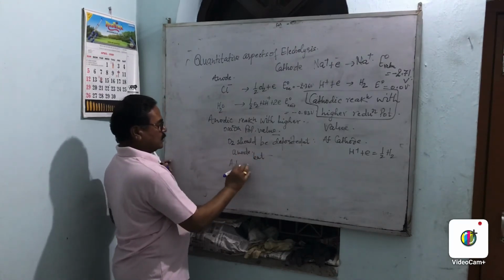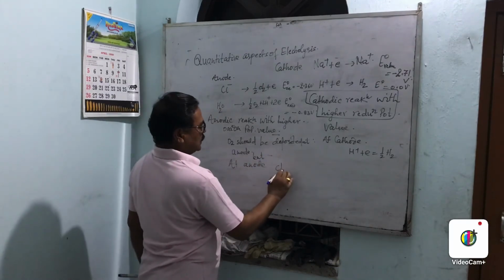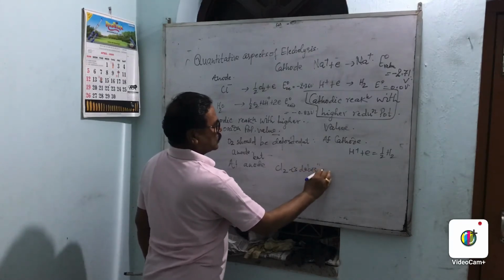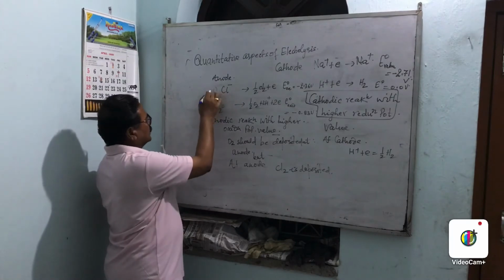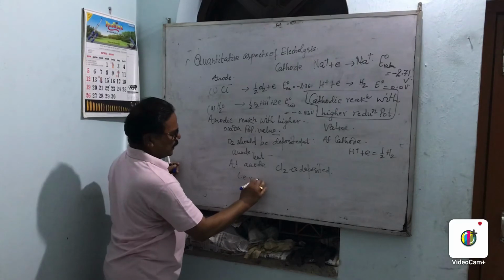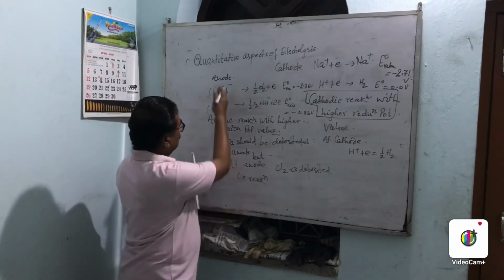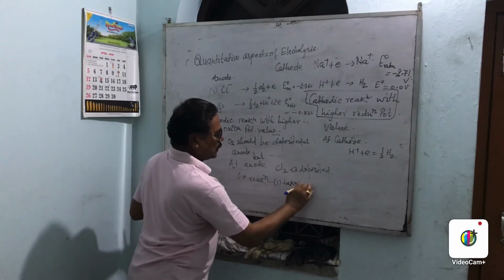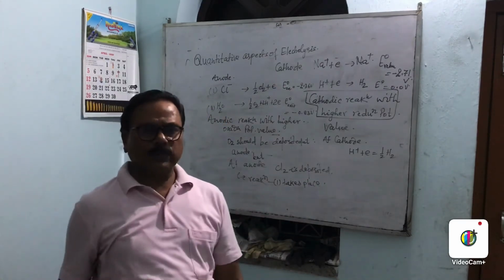But at the anode, what will happen? Cl2 is deposited. So of the anodic reactions, reaction 1 and reaction 2, reaction 1 takes place. Simply, if you don't want to write it again and again, simply write the number: reaction 1 takes place.